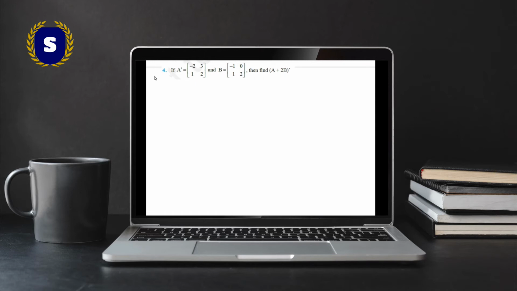Just a similar type of question. We are given two matrices, A transpose and B, and the values we need to find. Let us calculate matrix A first, which is the transpose of A transpose. That is minus 2, 1, 3, 2. The transpose of this matrix comes out to be minus 2, 3, 1, 2. So this is matrix A.